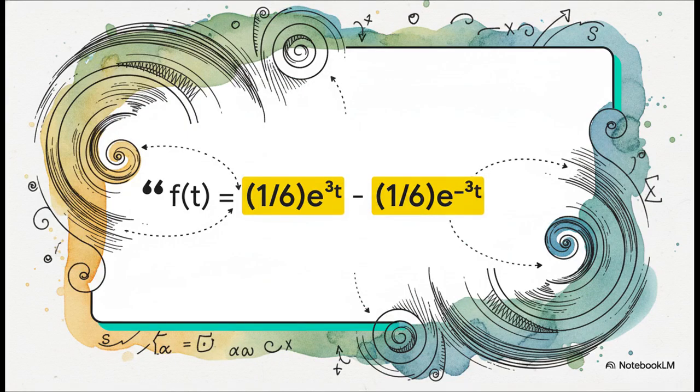See how it works? That A over s minus 3 term gave us a growing exponential, e to the 3t, and the B over s plus 3 term gave us a decaying one, e to the negative 3t.